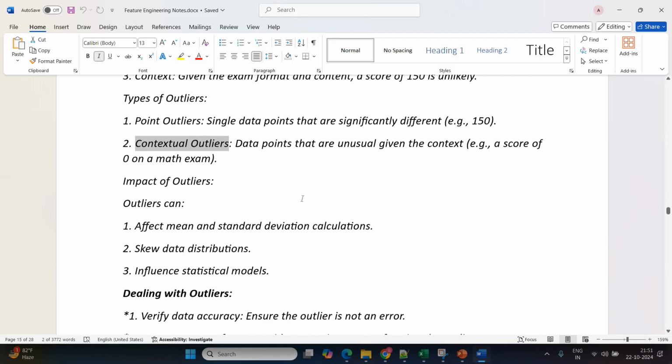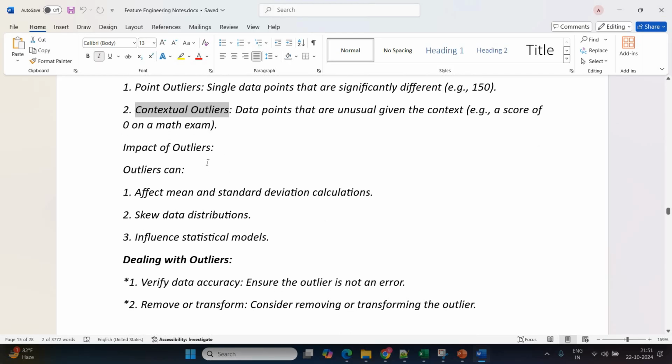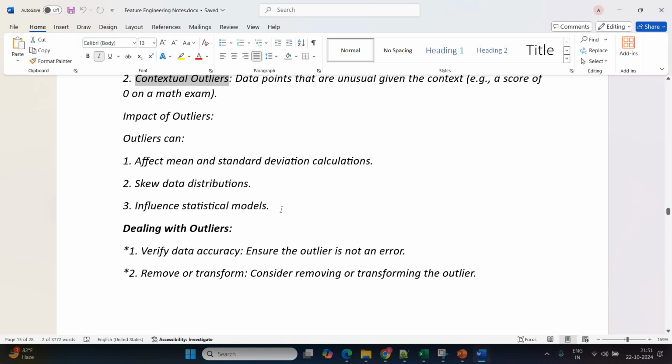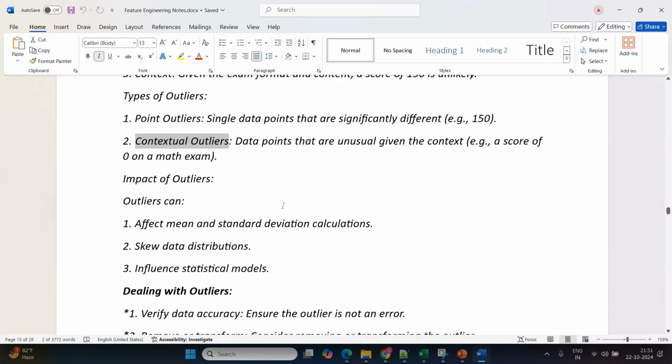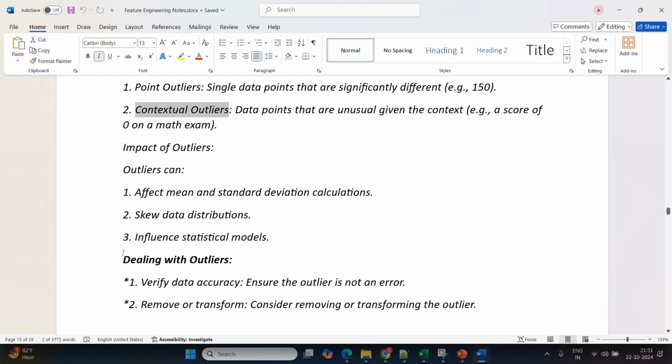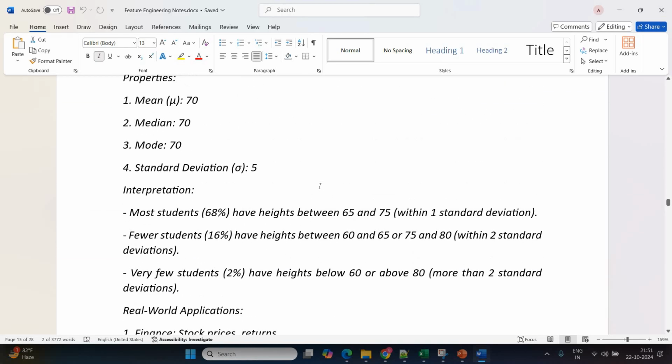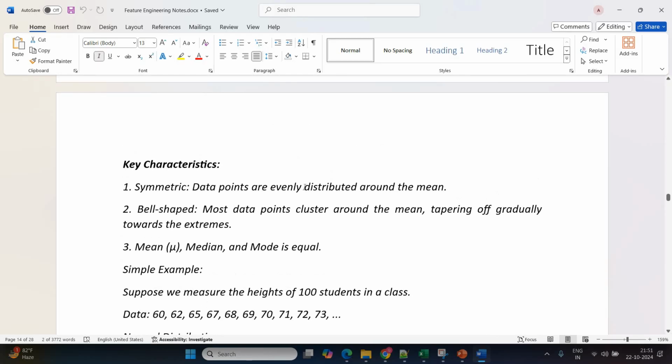And what is the impact of outliers? Outliers can affect mean and standard deviation calculations, they can skew data distributions, and they can influence statistical models. Okay. So in the next video, we are going to discuss how to deal with the outliers. In this video, this is more than enough that we have discussed.